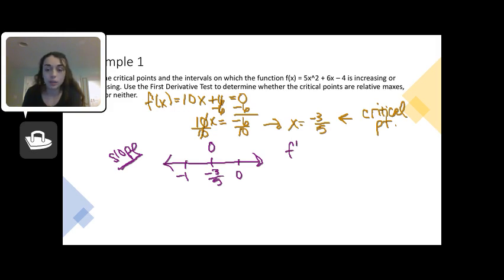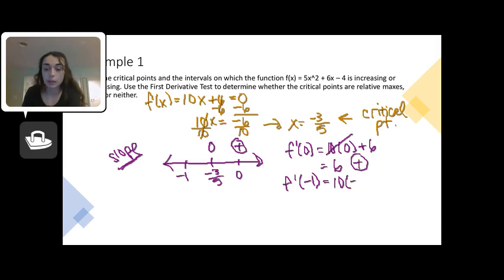So f prime of 0 equals 10 times 0 plus 6, which equals 6. So our slope is positive to the right of negative 3/5. And now we're going to check the slope at negative 1 by plugging in negative 1 to our first derivative. 10 times negative 1 plus 6 equals negative 10 plus 6, which equals negative 4, which is obviously negative. So our slope goes from negative to positive at this critical point, negative 3/5.